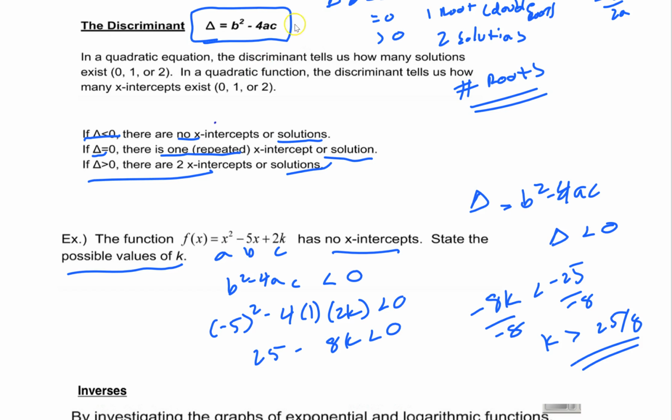If you understand this, if you can remember that less than 0 means no solutions, equals 0 means one repeated solution, and greater than 0 means two solutions, then anytime they mention the number of solutions, you gotta use a discriminant and set it up and solve.